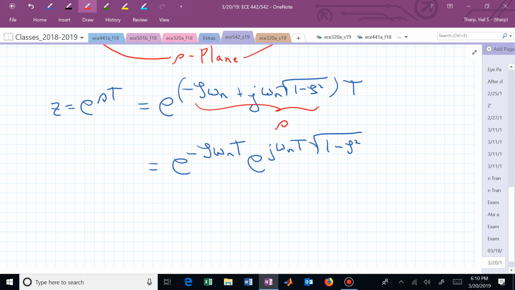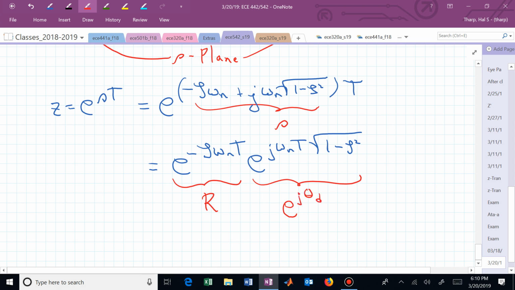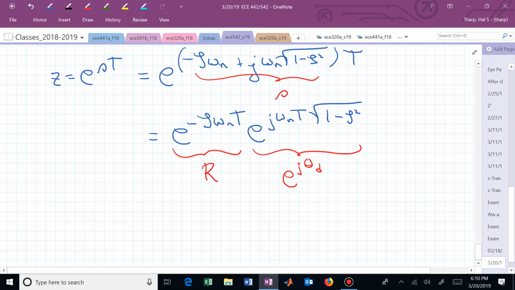And we can now think of that as here is actually our radius, r, in the complex z-plane. We're mapping that point S in the S-plane into the z-plane. And this piece we will write as e to the j theta sub d, so that every variable in that exponent that's multiplying j is really how we're defining theta sub d, and this theta sub d is our angle in the z-plane.